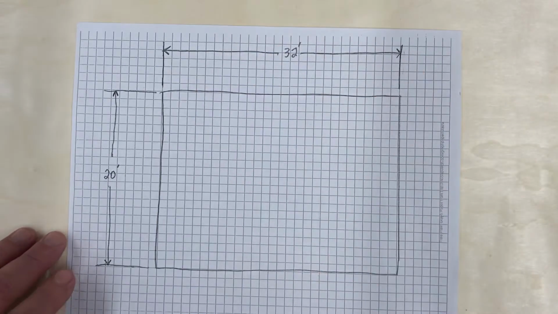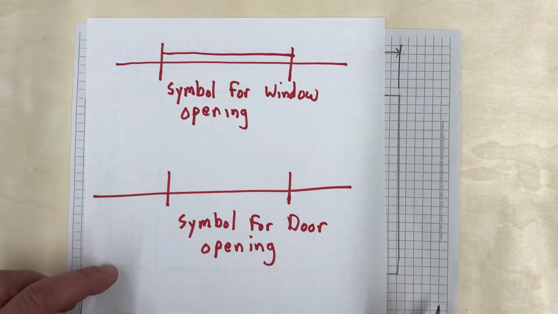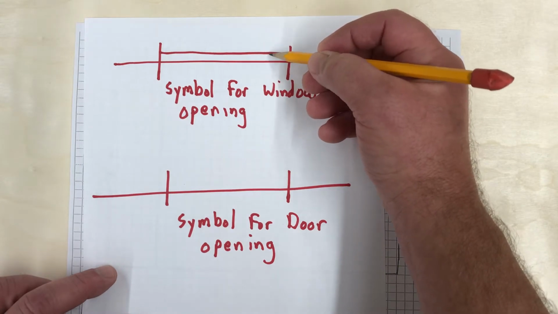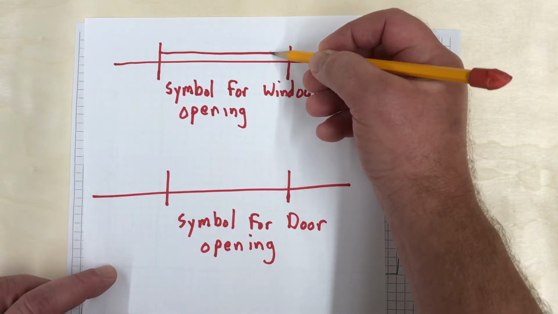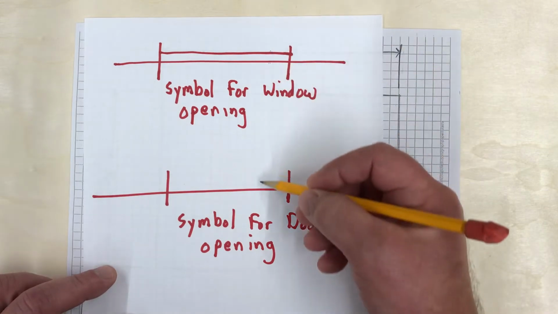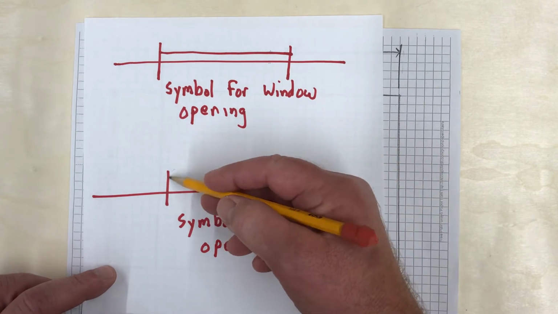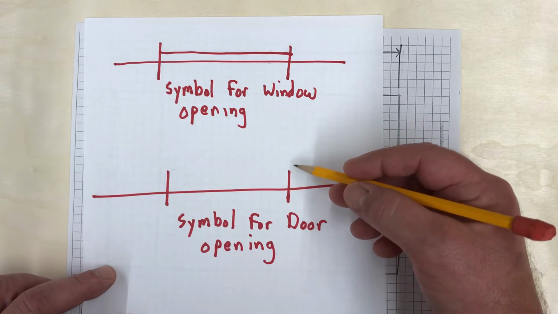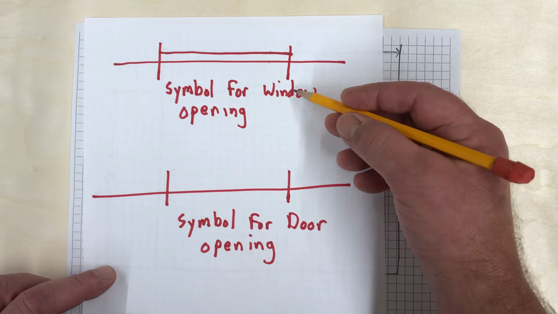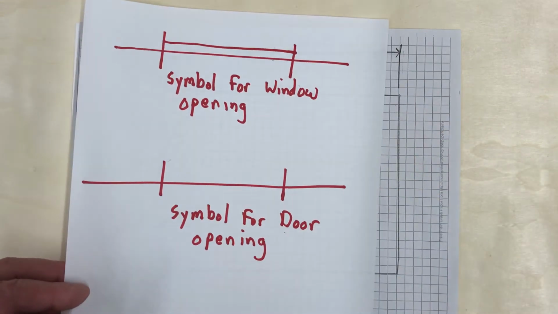Another thing to consider while doing this is the symbols for walls and doors. The symbol for a window is just a double line like this, which represents 2 panes of glass. This is the symbol for a door opening. It's also just a double line like that. All right, so you need to make sure that you put that in your rough draft, the symbol for a window and the symbol for a door opening. You need to have that in there.